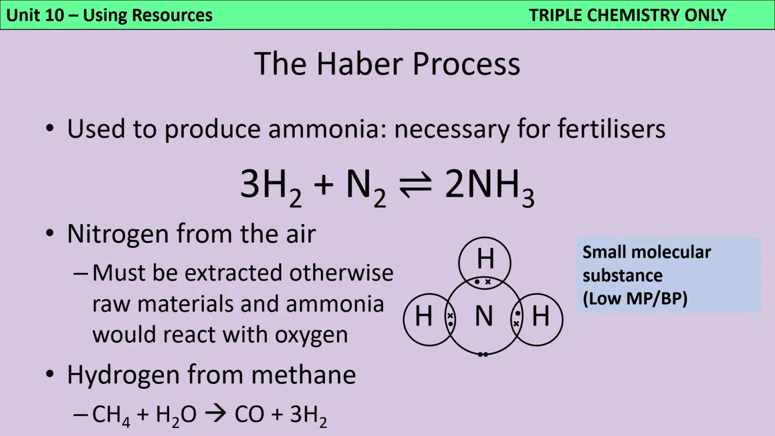To make the ammonia, the nitrogen that we're going to use is extracted from the air, but it does need to be separated from the other gases, because if there was oxygen in there as well, the oxygen would just react with everything and ruin it all. And then the hydrogen can be made in a few different ways, but most commonly by reacting methane with steam.